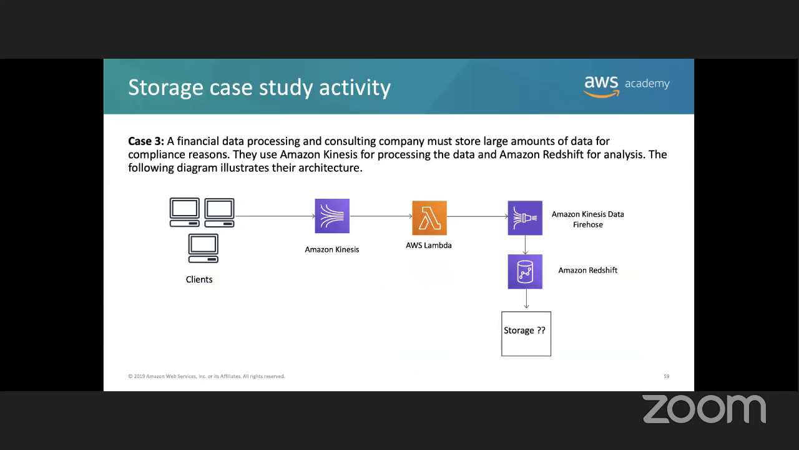A financial data processing and consulting company must store large amounts of data for compliance reasons. They use Amazon Kinesis for processing the data and Amazon Redshift for analysis. The following diagram illustrates your architecture, right? What do you think is the storage there? Glacier? Yes.